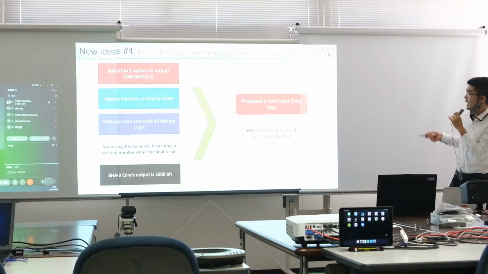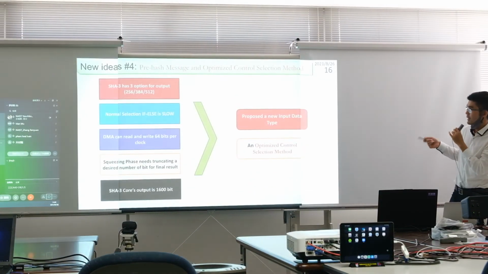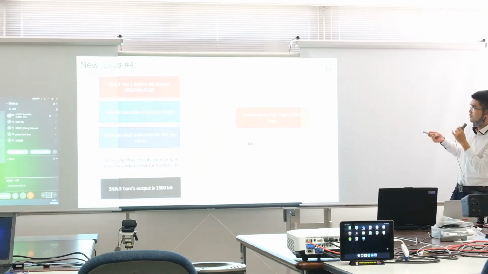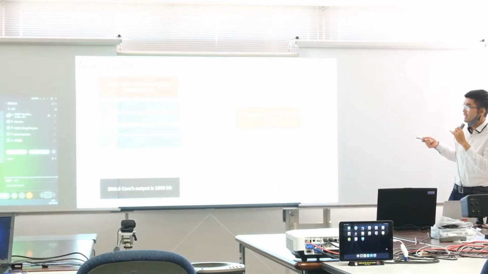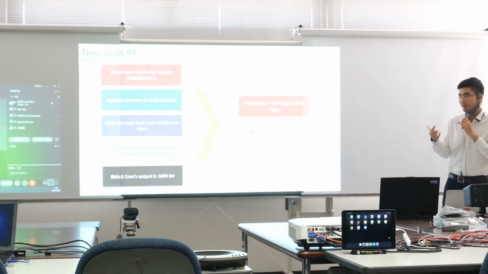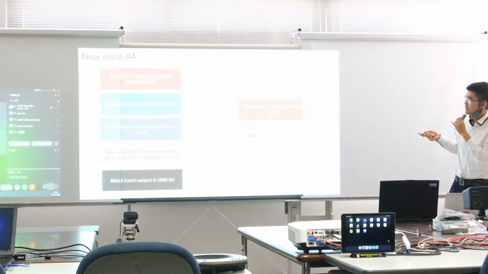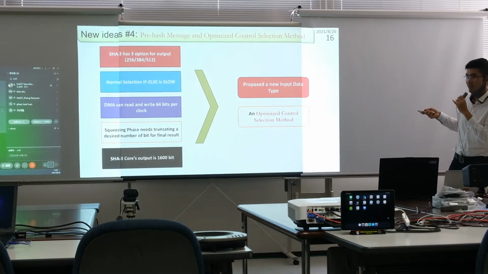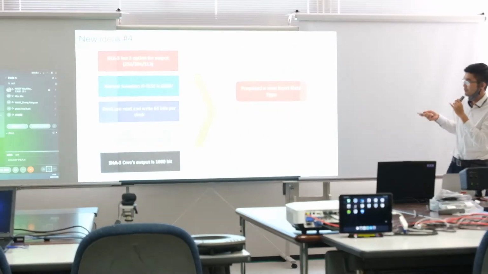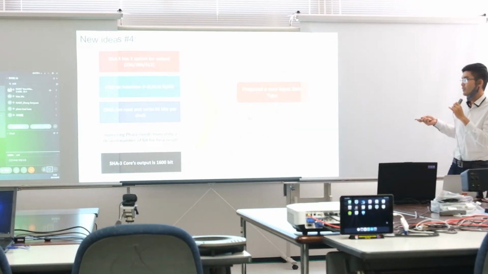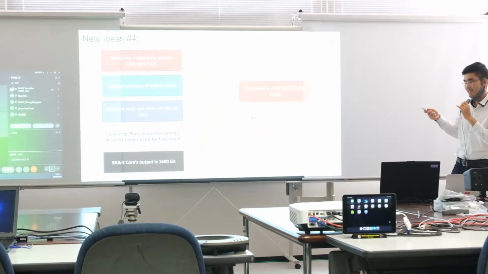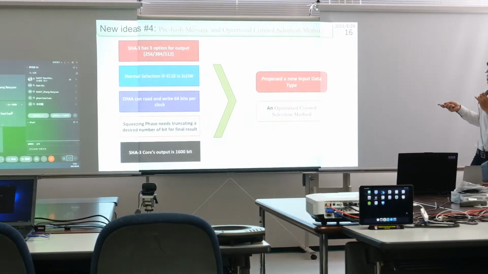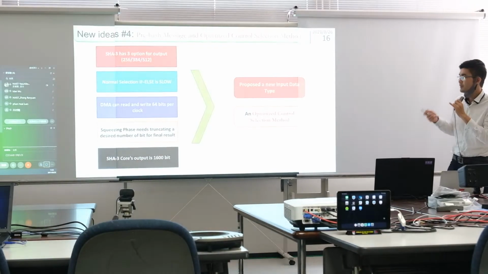And about how we can use the pre-hash message, the optimized control selection I mentioned before. We know that in SHA-3 there are three more options: 256, 384, 512. So don't we need some method to select it faster? Because normally an if-else is very slow.